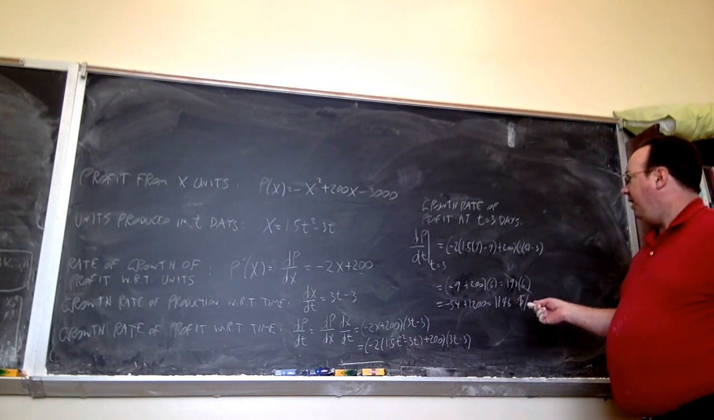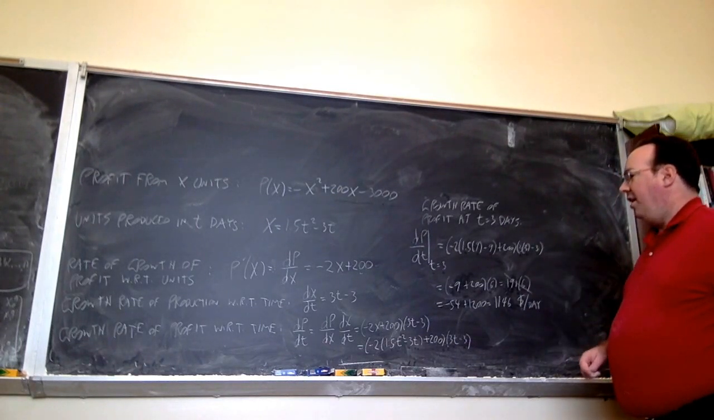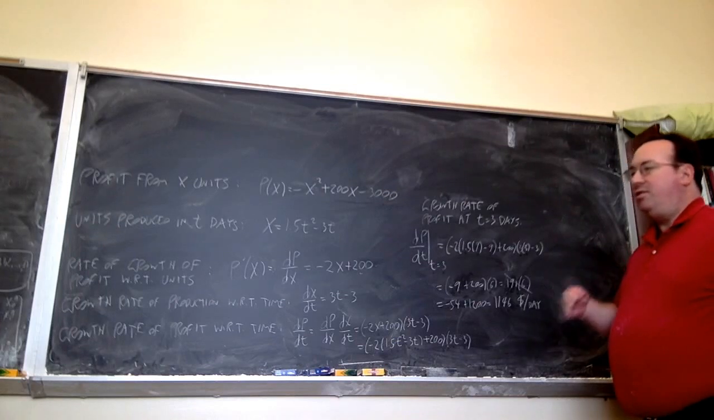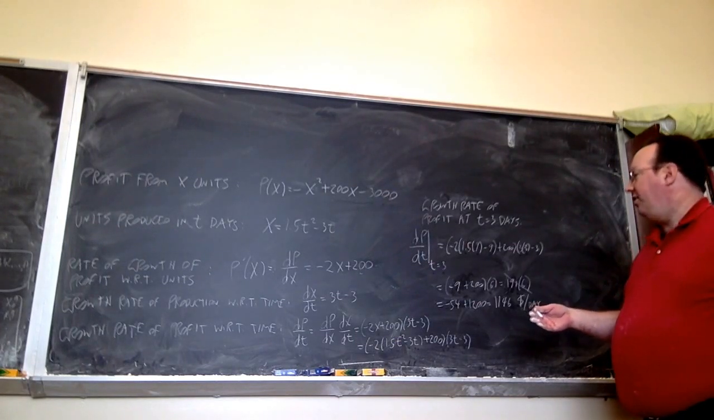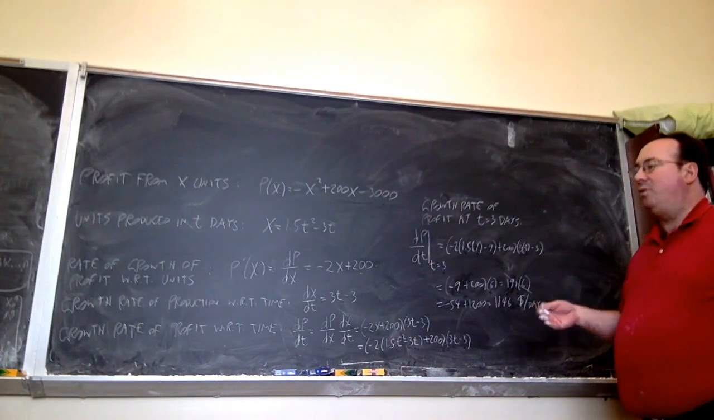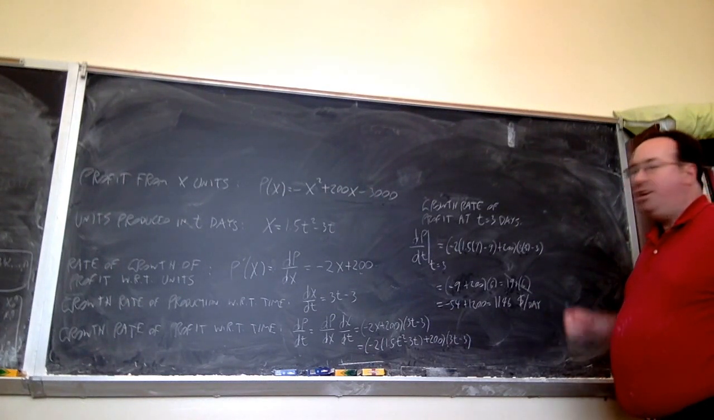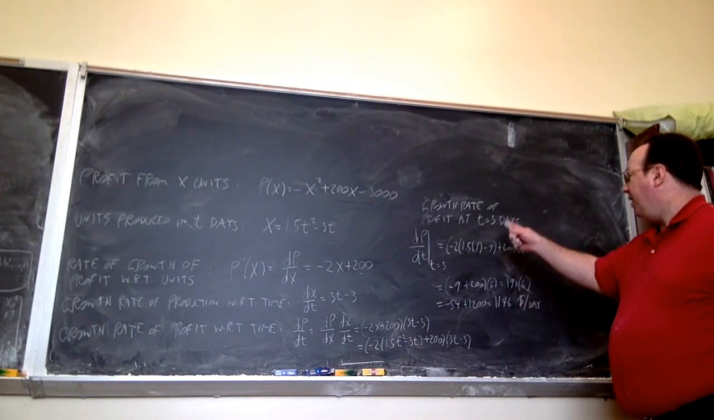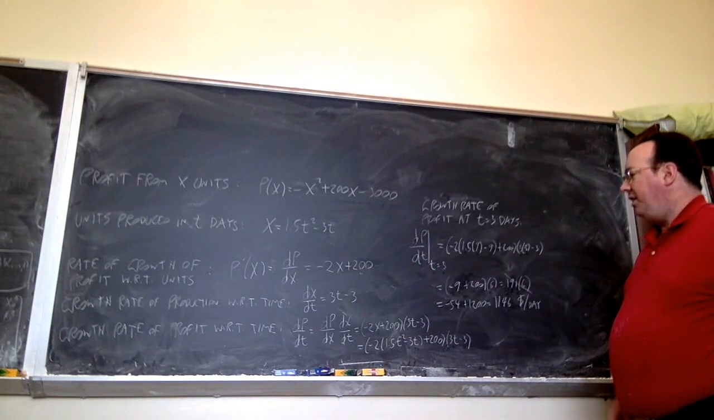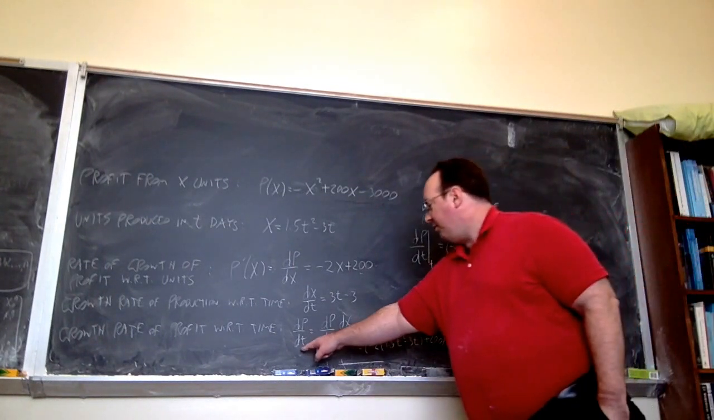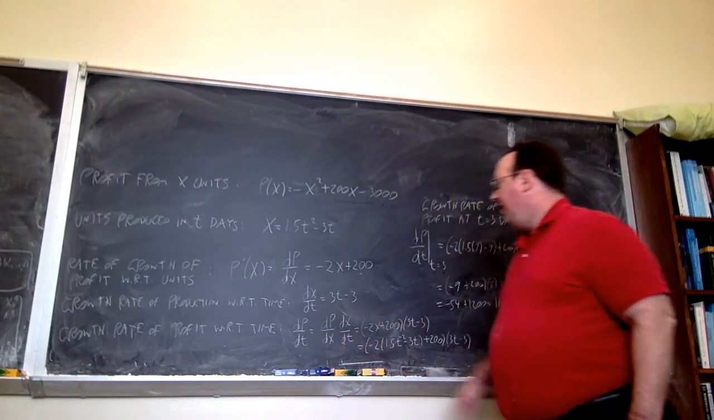So that would be the rate of change of profit measured at the end of t equals 3 days. Again, the derivative is an instantaneous rate of change. So I can figure out the rate of change of my profit at any time by plugging in the appropriate value of t. So chain rule comes from multiplying derivatives together.